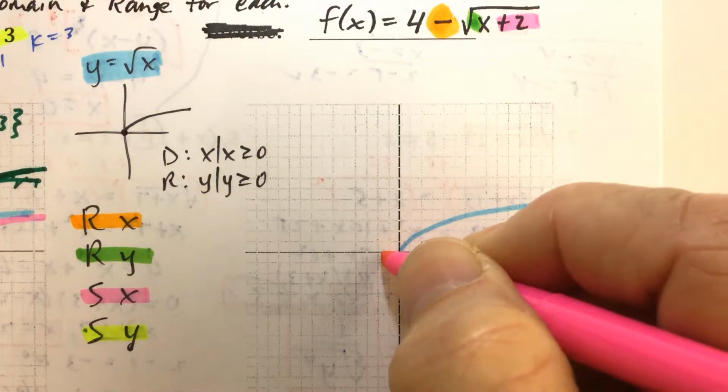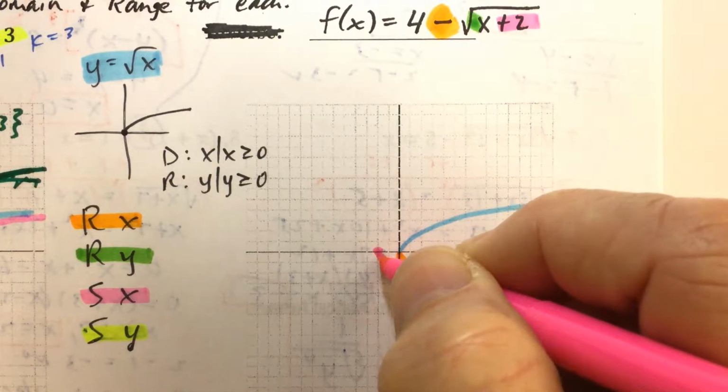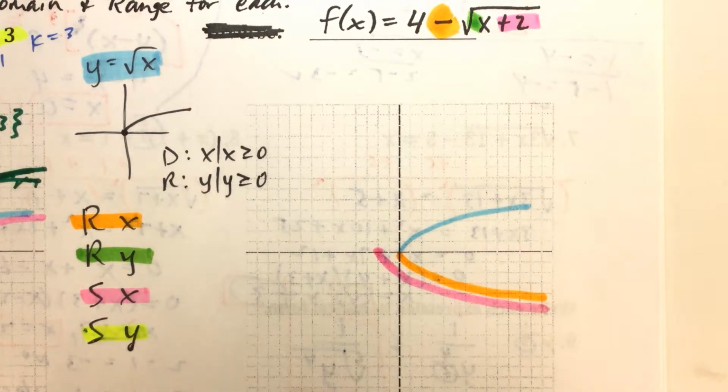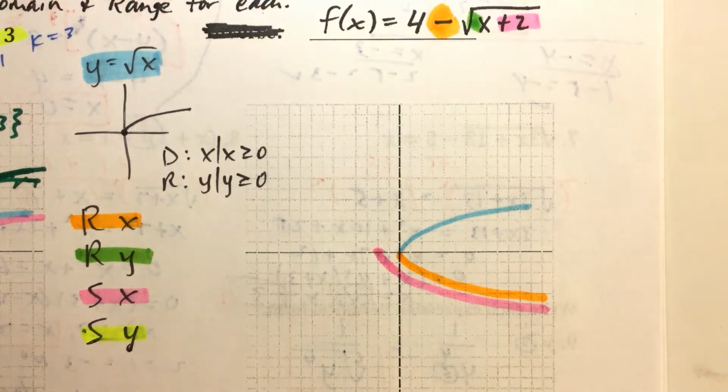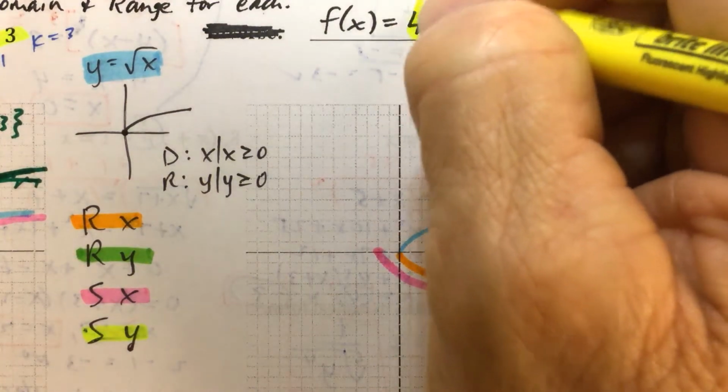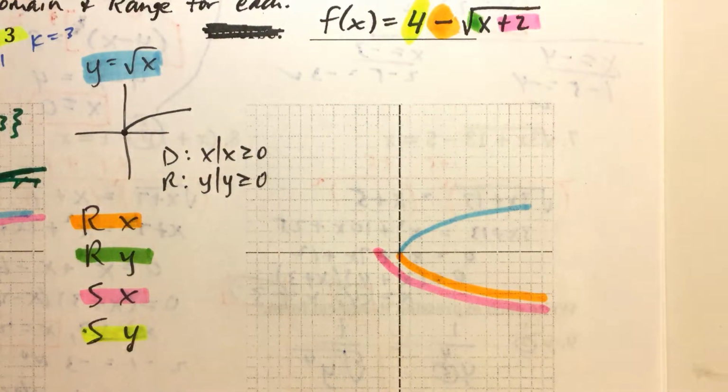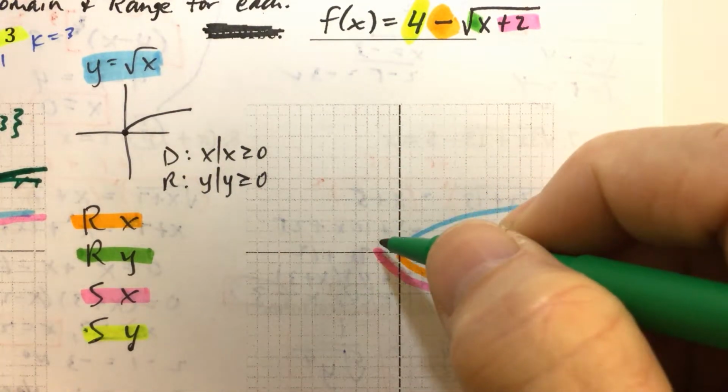So we go 1, 2. So the h value is negative 2. So we're going to shift 2 units to the left. And then finally, we're going to take that graph and ask ourselves, do we shift in the y direction? And the answer is yes, we do, because that k value is 4. So we're going to take the pink graph and move it up 4 units.